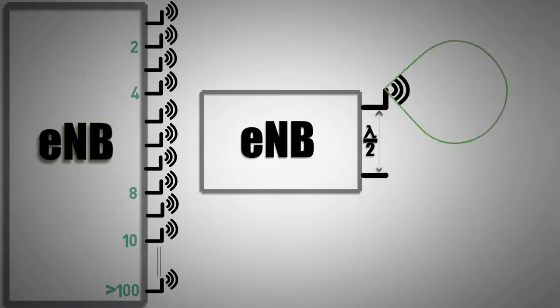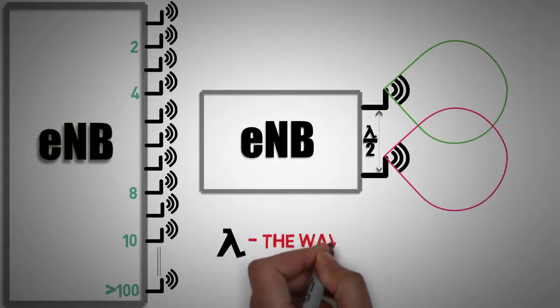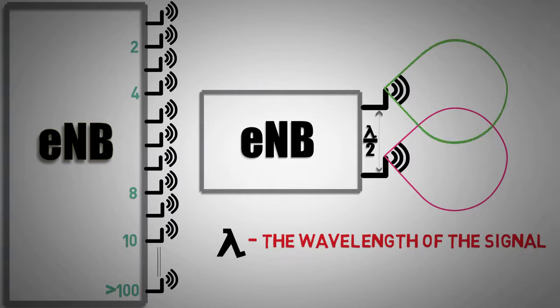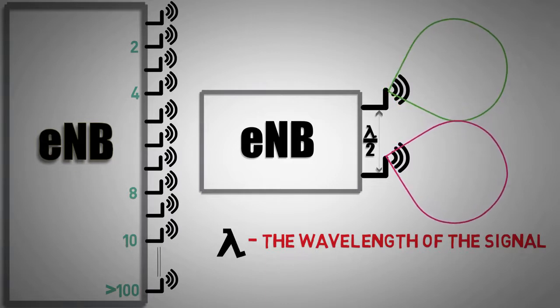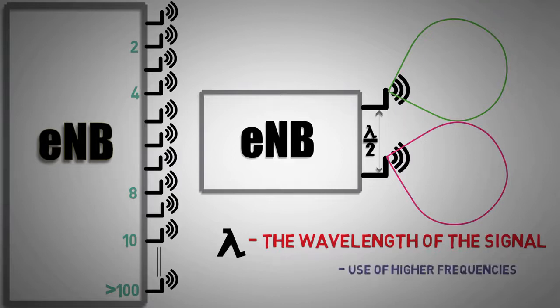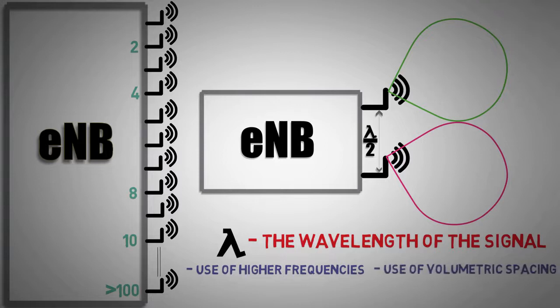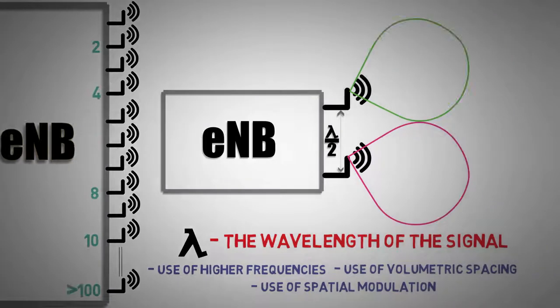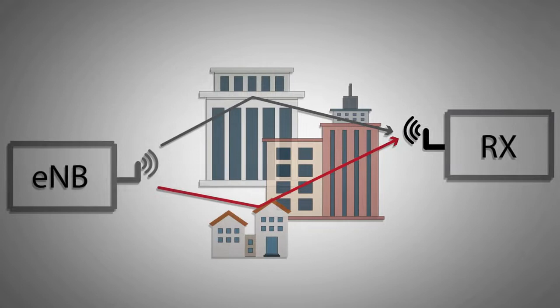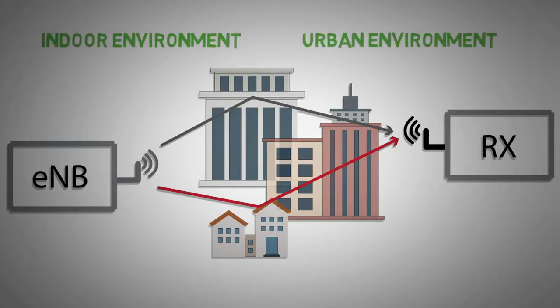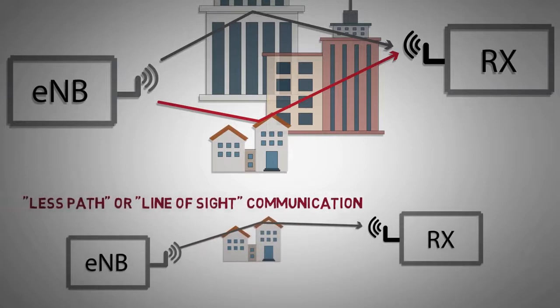As a rule of thumb, spacing of lambda by 2, where lambda is the wavelength of the signal, is considered necessary to provide almost no correlation between the antennas. And in order to achieve this, various approaches can be taken, such as use of higher frequencies, use of volumetric spacing, and use of spatial modulation. One of the key requirements for a large MIMO system is rich diversity of signal paths between the transmitter and receiver. This is normally present within a typical indoor and most urban environments. Other environments where there are fewer paths won't be able to provide the same benefits with a MIMO or large MIMO system.